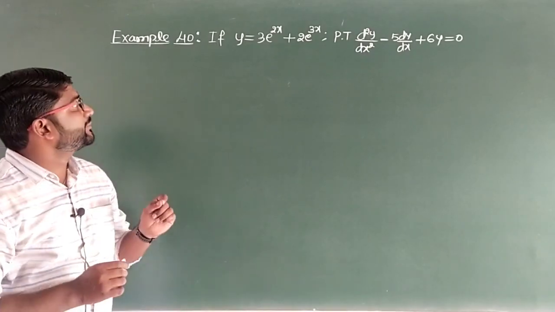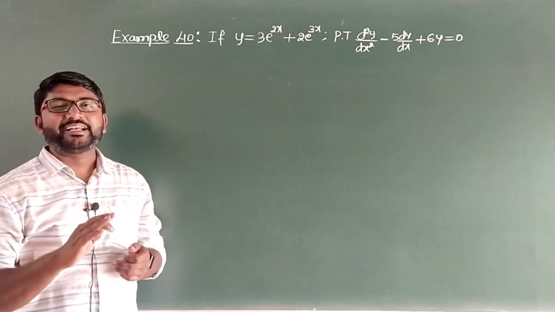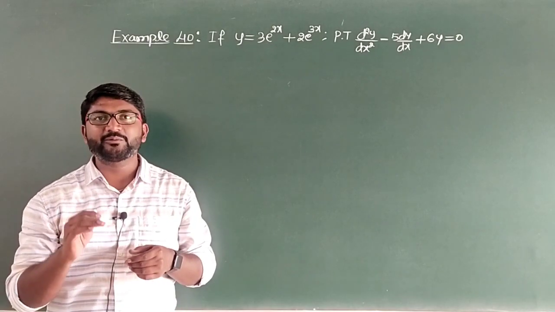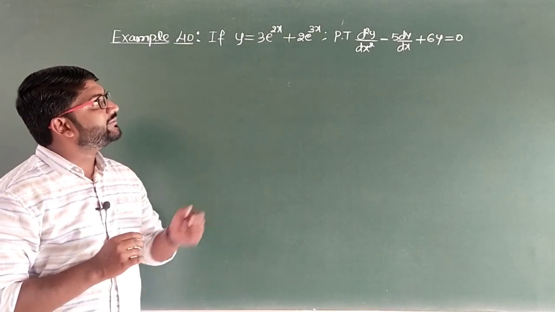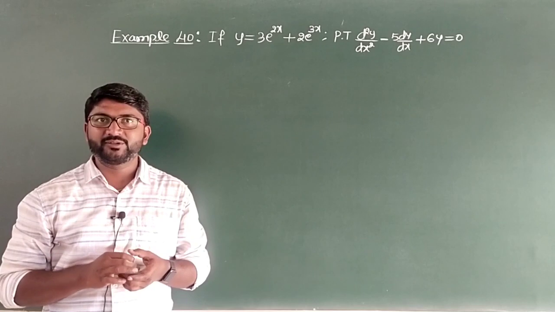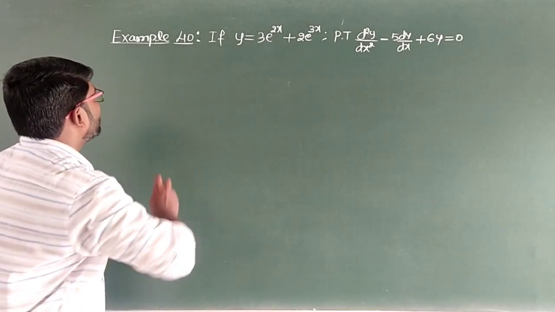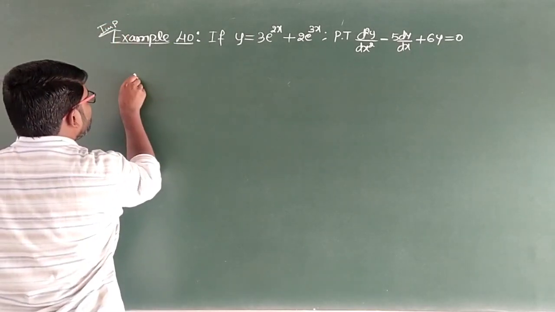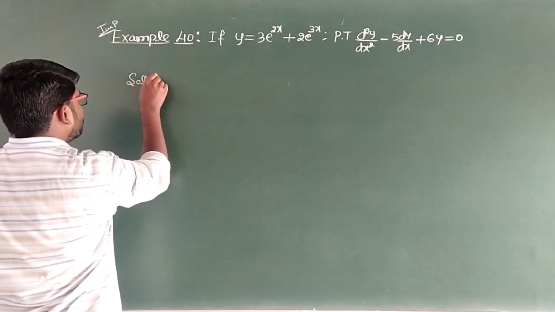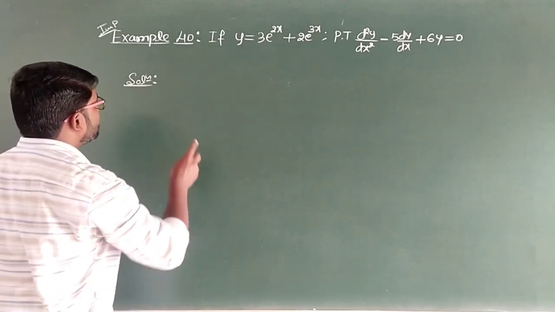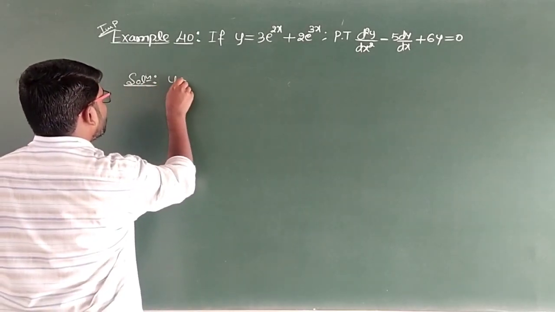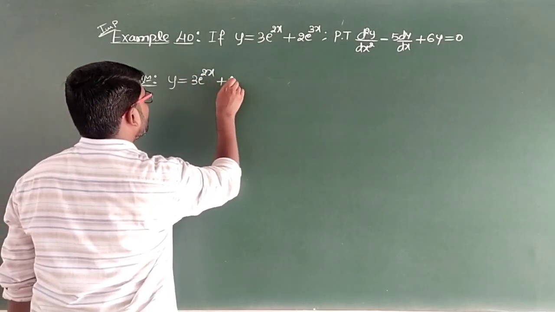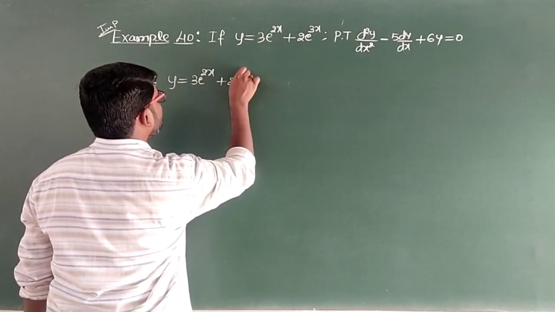Well, let us solve the example 40. If y equals 3 times e power 2x plus 2 times e power 3x, then prove that d square y by dx square minus 5 times dy by dx plus 6y equals 0. So mark this as important for 5 marks. I'll take up the given function here. What is the given function? y equals 3 times e power 2x plus 2 times e power 3x.